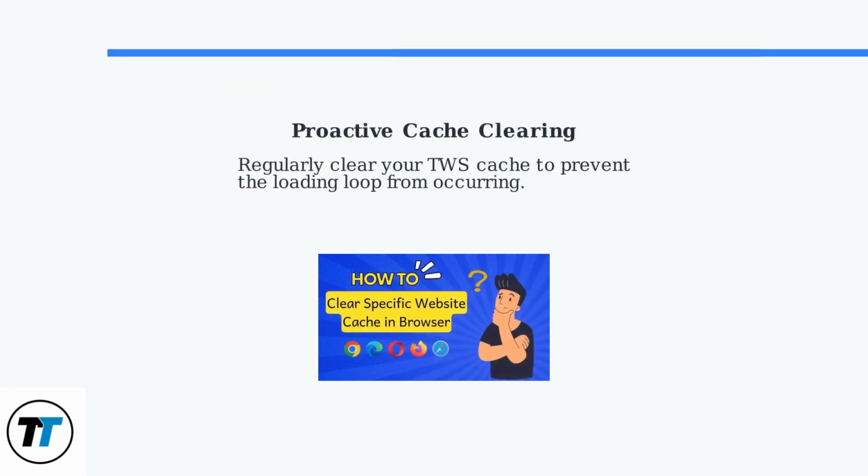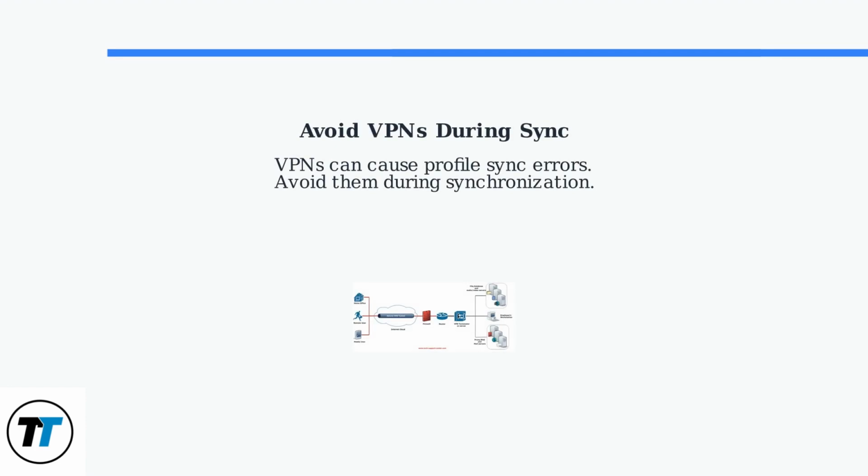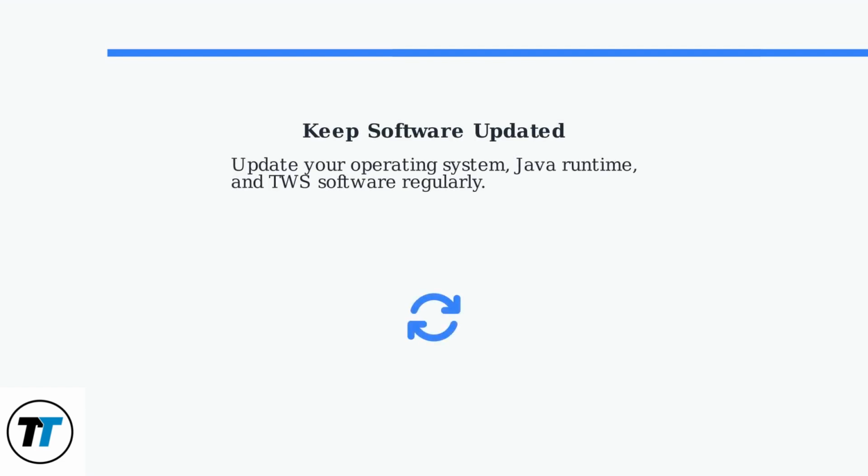Proactive cache clearing is key to preventing the loading loop. Regularly clear your TWS cache to maintain smooth operation. Avoid using VPNs during profile synchronization, as they can cause sync errors that lead to the loading loop. Keep your operating system, Java runtime, and TWS software up to date to ensure compatibility and stability.